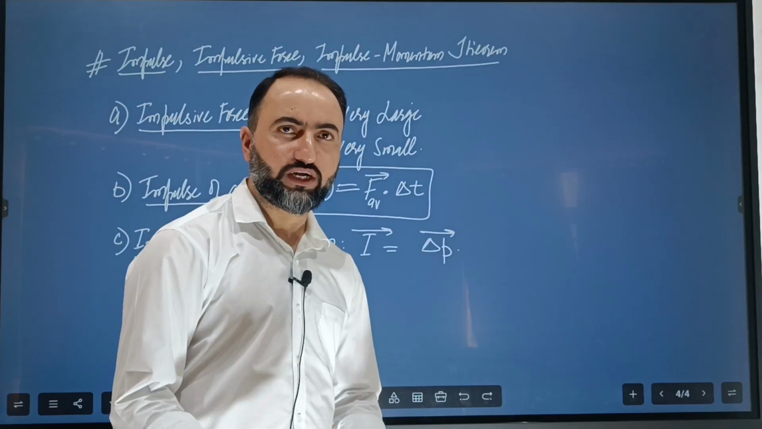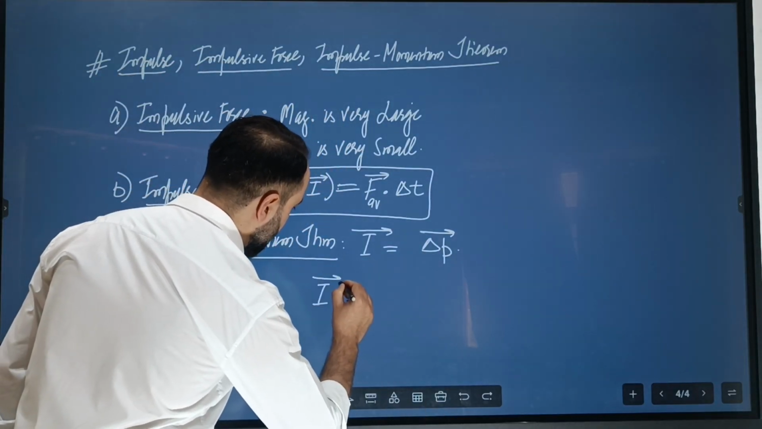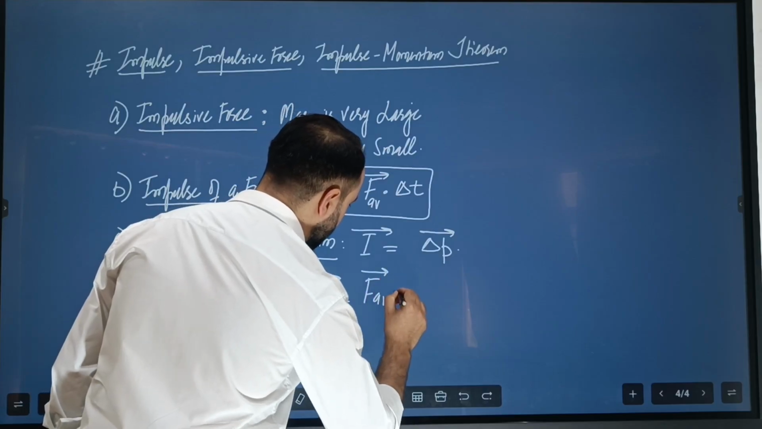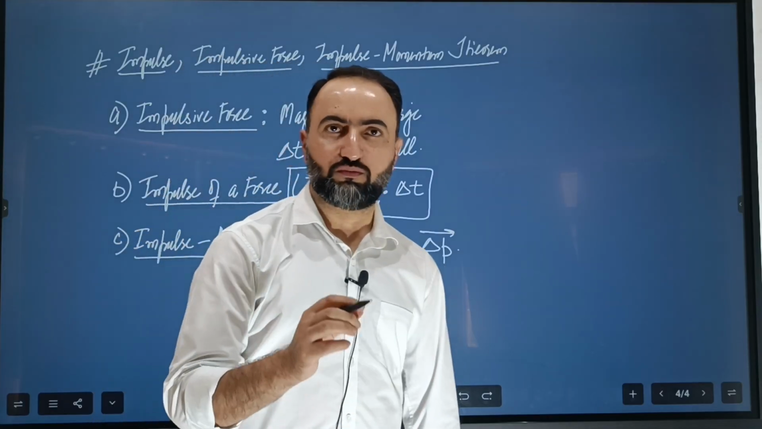Okay, can we prove it? Yes, we can prove it in no time. So first of all, what you will do is this: impulse is equal to what, beta? That's equal to average force multiplied by delta t. Is that okay with you? Average force multiplied by delta t.